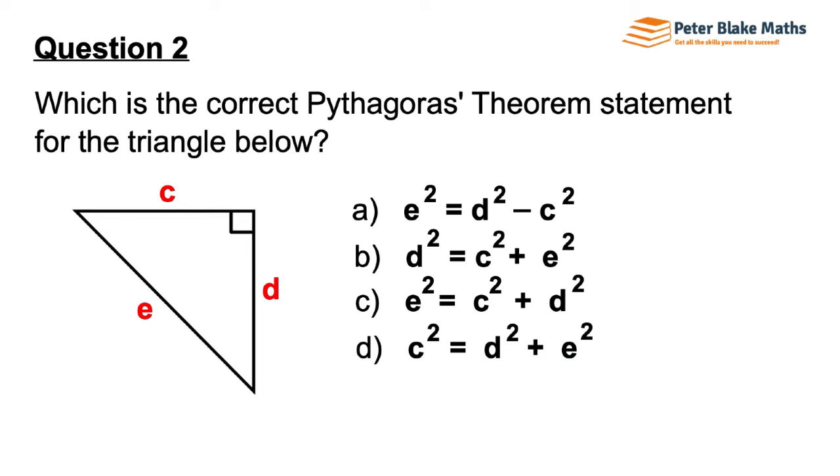Question 2. Which is the correct Pythagoras theorem statement for the triangle below? Is it E squared equals D squared minus C squared? D squared equals C squared plus E squared? E squared equals C squared plus D squared? Or C squared equals D squared plus E squared?